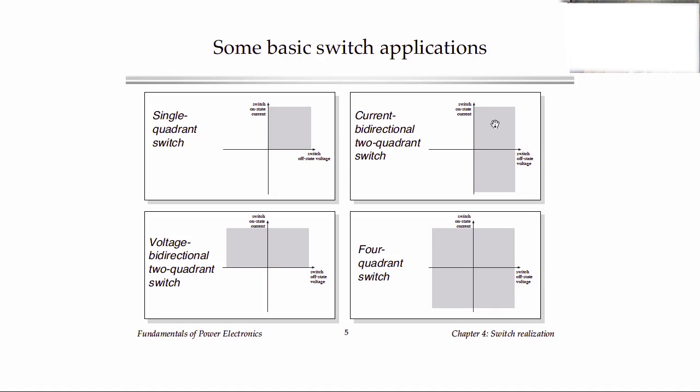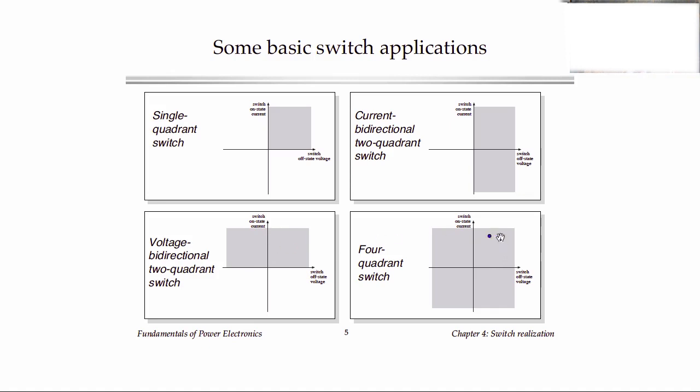The next case here is called a current bidirectional 2-quadrant switch, where the switch must conduct both positive and negative currents. So perhaps at one duty cycle the current is positive and at another it's negative. But it only has to block positive voltage when it's off, and so we call this a current bidirectional 2-quadrant switch. There are 2 possibilities here depending on whether the blocking voltage is positive or negative. The third example is a voltage bidirectional 2-quadrant switch, in which the switch has to block both polarities of voltage when it is off, but only conduct one polarity of current.